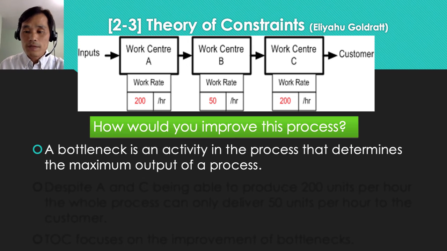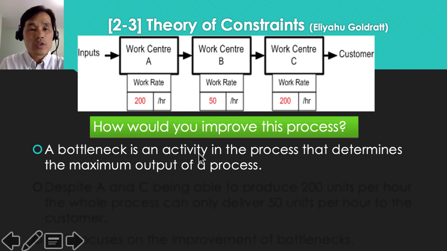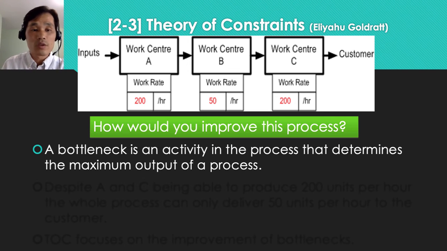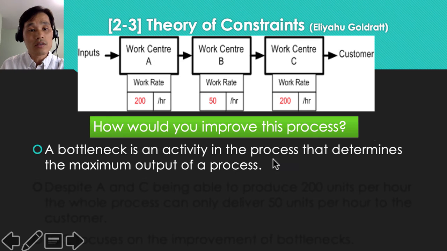Say if a manager is focusing on improving work center A and C and supplies more money for that, that will not work very well because work center B is not improved. So the resources have to be supplied to work center B rather than A or C. So that's the nutshell of theory of constraints.